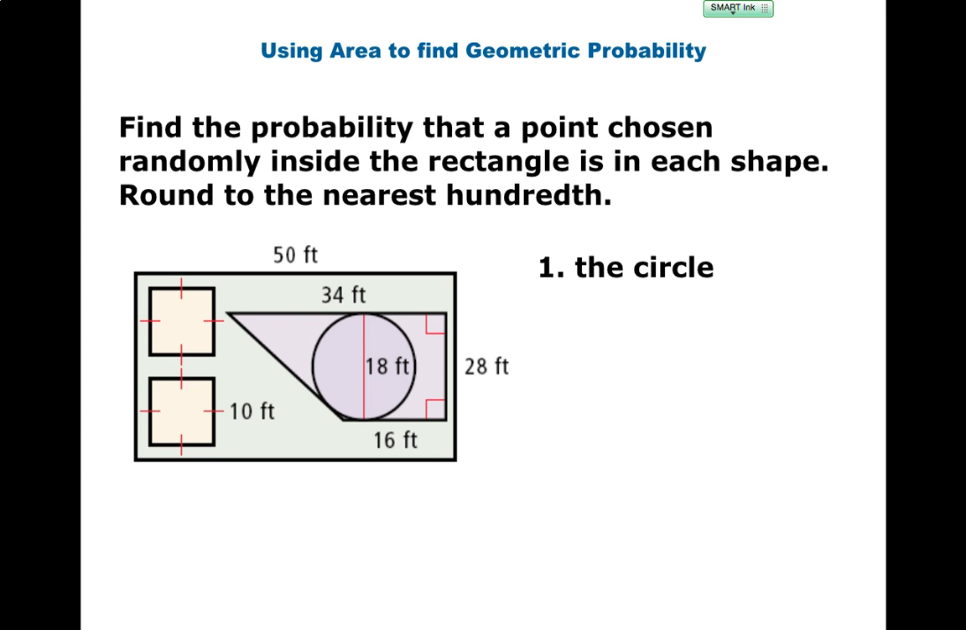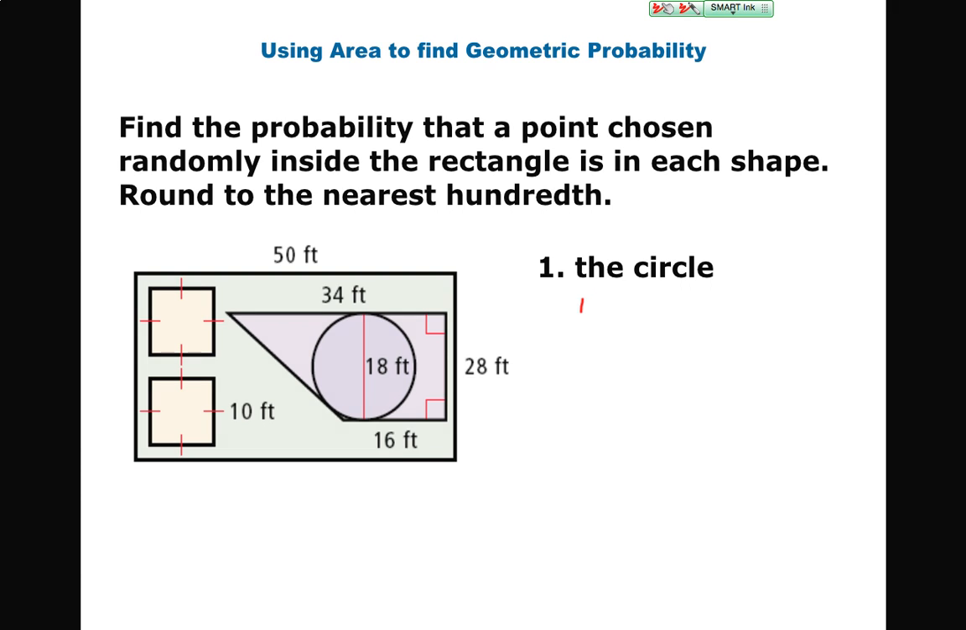So let's see. What's the probability that a point would be in the circle? What we need to figure is what's the area of the circle compared to the area of the whole thing, which is a rectangle. So area of the circle. 18 is the diameter, so the radius is 9. So the area of the circle would be pi times 9 squared. Pi r squared is the area of the circle. 81 pi.